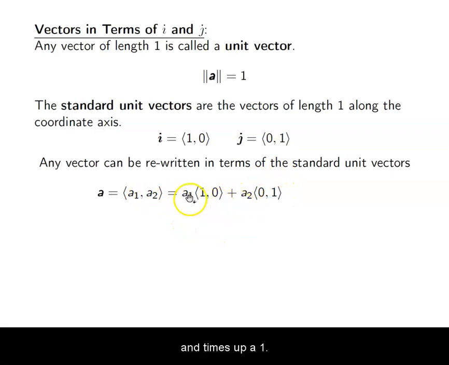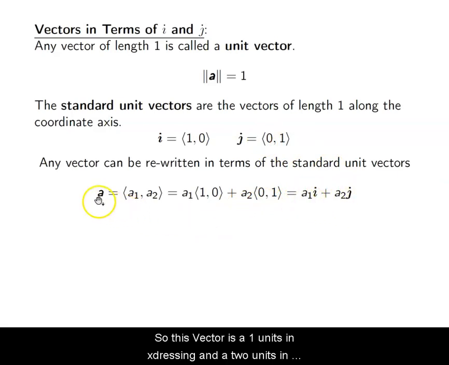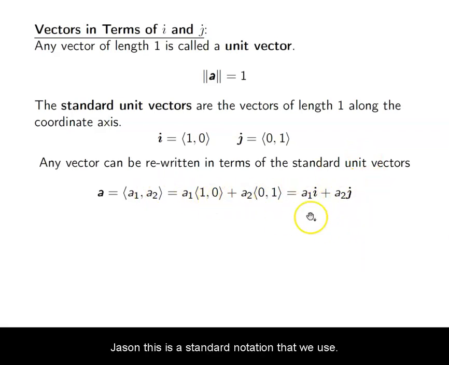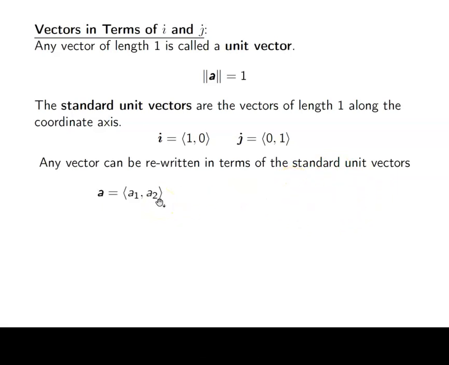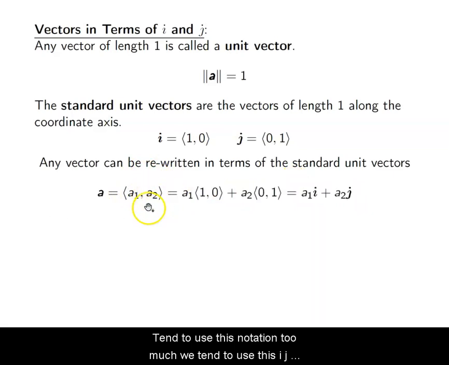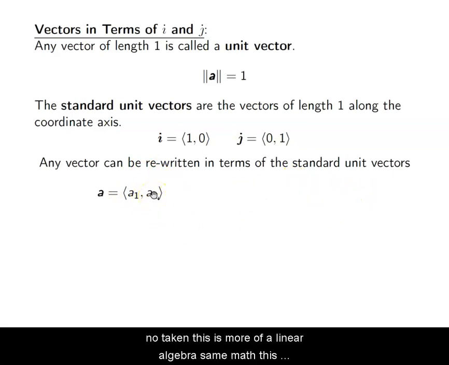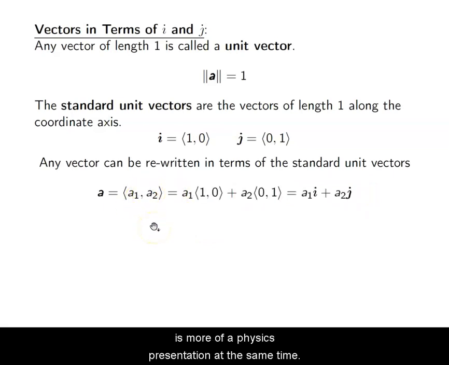So I can separate this in terms of a1 times its unit vector in its direction and a2 times its unit vector in its direction, right? So this vector a is a1 units in the i direction and a2 units in the j direction. So I can separate this into i's and j's. This is a standard notation that we use, especially in physics. In math, we tend not to use this notation too much; we tend to use this angle bracket notation. This is more of a linear algebra thing, while the i-j notation is more of a physics representation of the same system.